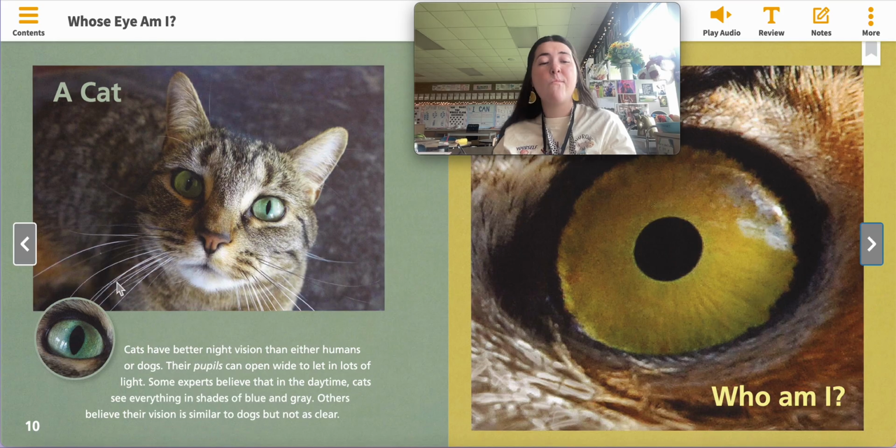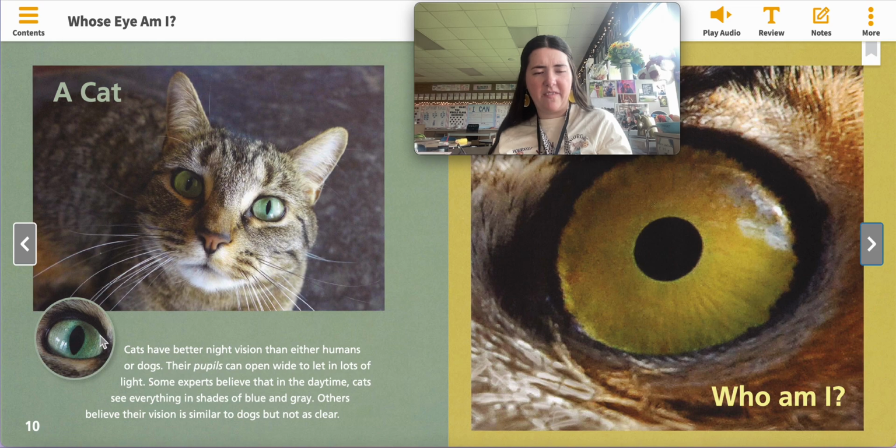It's a cat. Cats have better night vision than either humans or dogs. Their pupils can open wide to let in lots of light. Some experts believe that in the daytime, cats see everything in shades of blue and gray. Others believe their vision is similar to dogs, but not as clear.